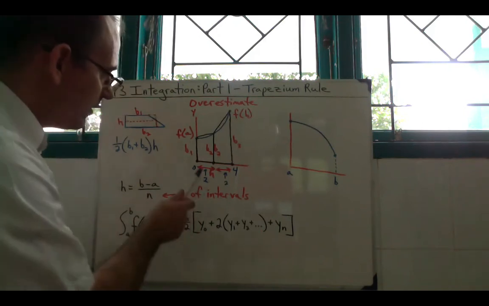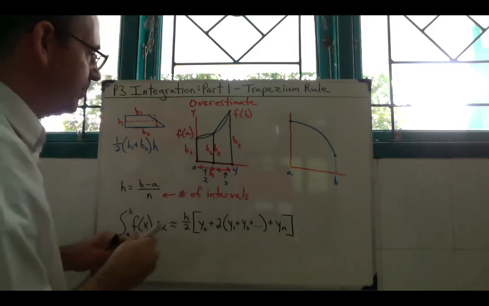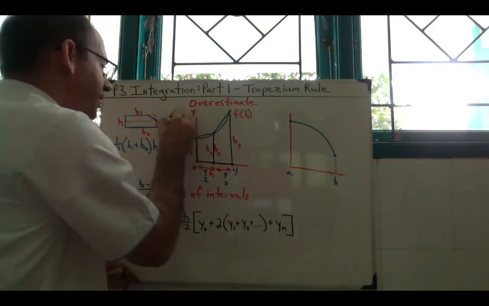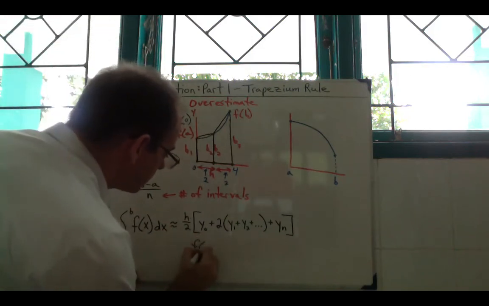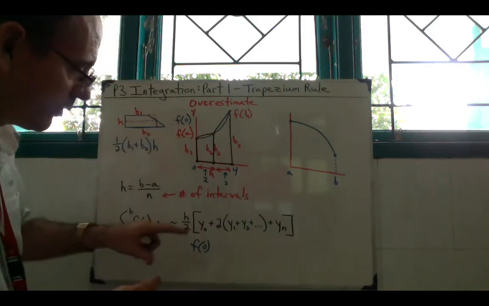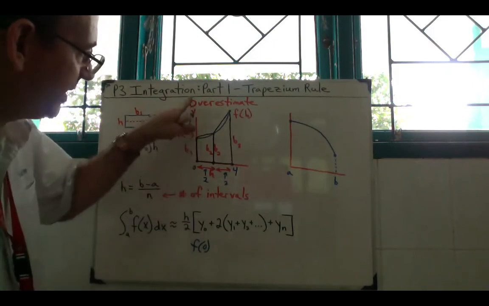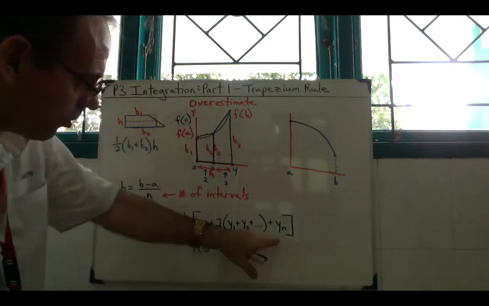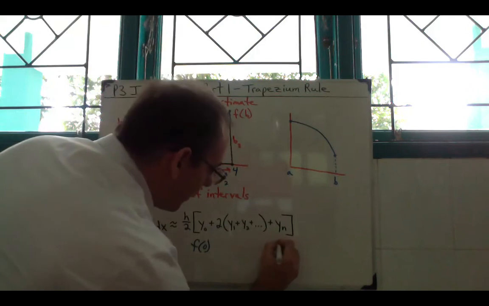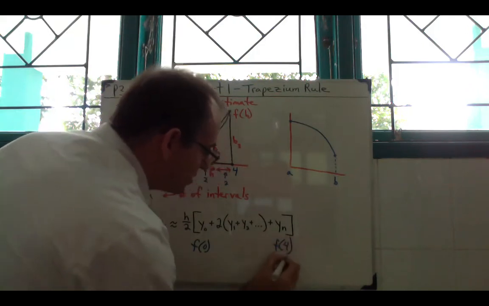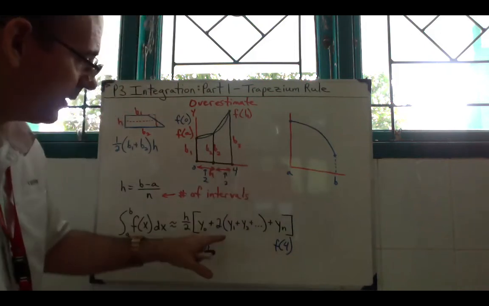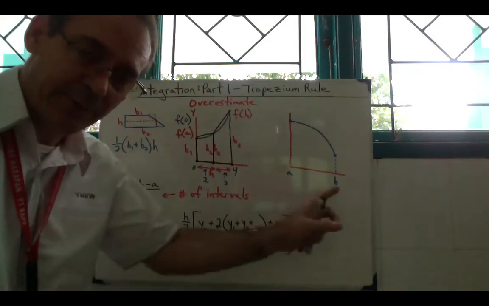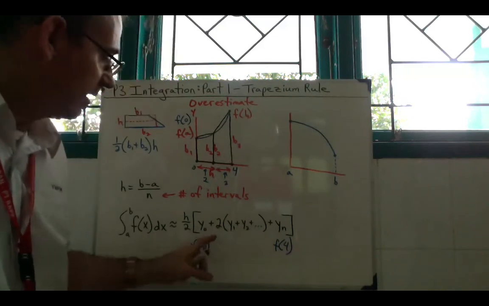Then we want to put in this part up here. So this would be f of 0, our original y, or the y at the beginning point. Over here would be our f of 4, our function evaluated at 4. That's the end one. But the middle ones, depending on how many intervals you have, are double.